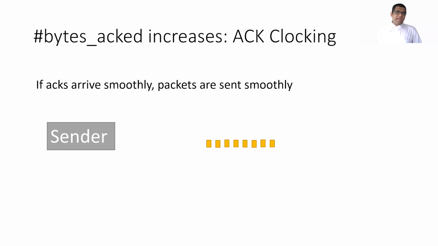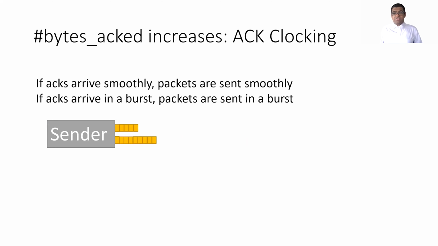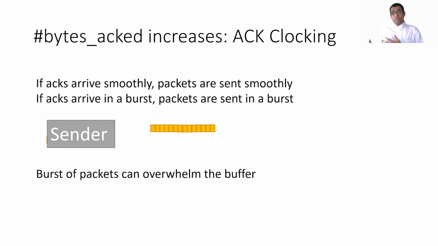So let's look at ACK clocking. Now, the bytes ACK increases when ACKs arrive. And when ACKs arrive, packets are sent. So if the ACKs arrive smoothly, the packets are sent smoothly. If the ACKs arrive in a burst, packets are sent in a burst. And if this burst is large enough to overwhelm the buffer, we'll have premature loss and therefore underutilization.